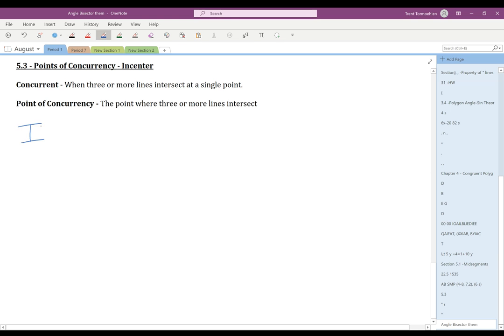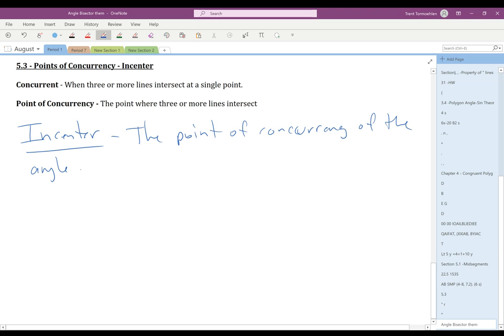And so the definition, and there are different ways you could define incenter, but for now we're going to define it as the point of concurrency of the angle bisectors in a triangle. Okay, and so there's not a real good way to draw in the angle bisectors, but we'll just do our best to get them drawn in.